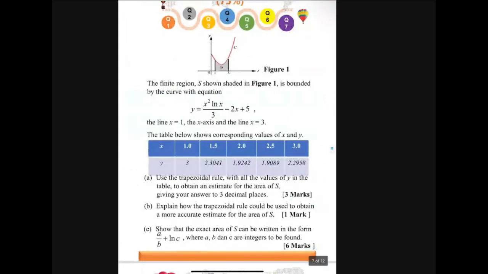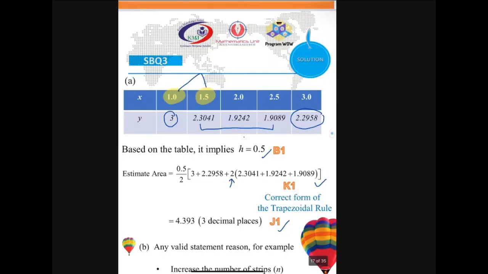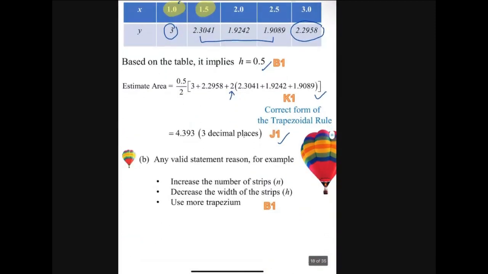And then for part B, explain how the trapezoidal rule could be used to obtain a more accurate estimation. To increase the accuracy, we have a few suggestions. First, we can increase the number of strips, or decrease the width of the strip. If we decrease the width, it means we increase the number of strips, and we can use more trapezia. Basically, the idea is we have to increase the number of strips by decreasing the width of each strip. It all means that we have to use more trapezia, trapezia referring to our strips.